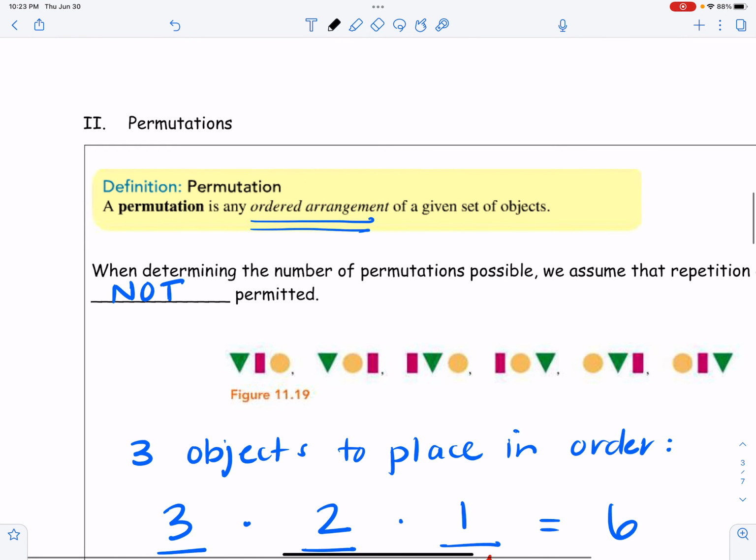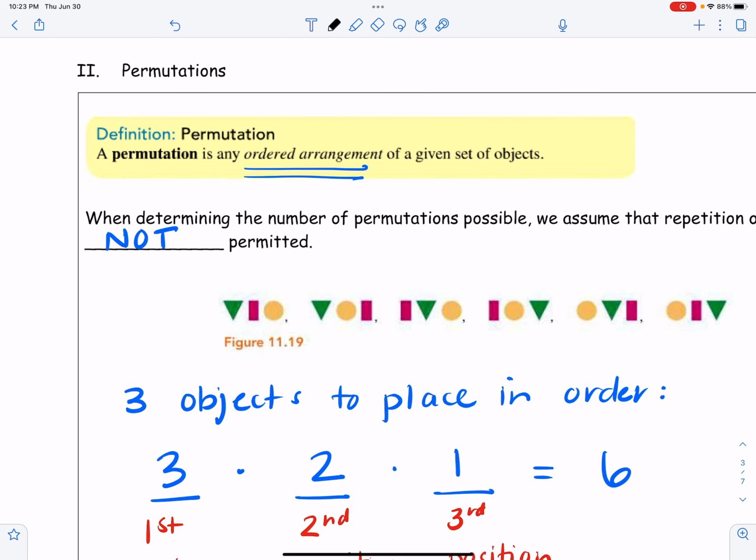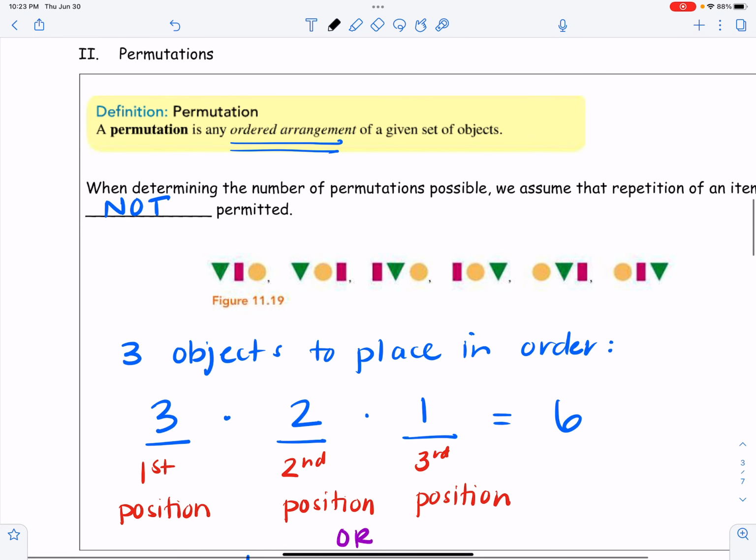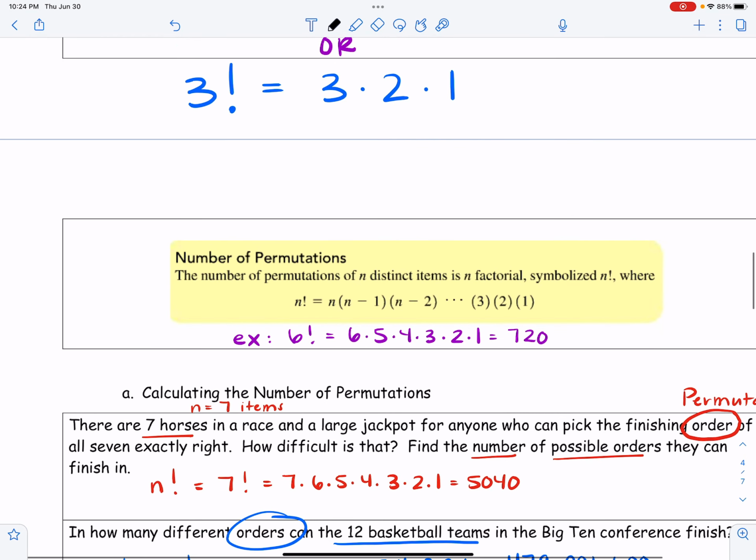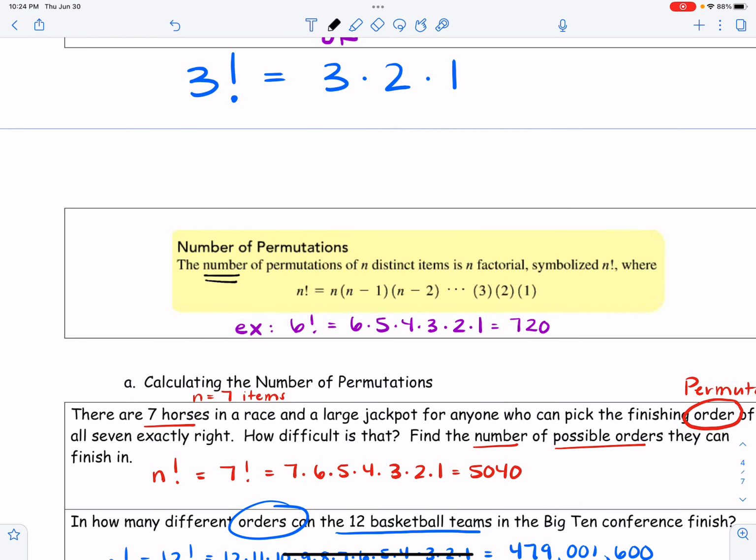Now, the new thing in section 11.7 is what we call a permutation. This is particularly when we're looking at a situation where we want to arrange objects in order. Anytime you're talking about arranging objects in order, we have a rule defined here that says the number of possible permutations, the number of ways that you can arrange objects in order, can always be found by taking the number of objects factorial.